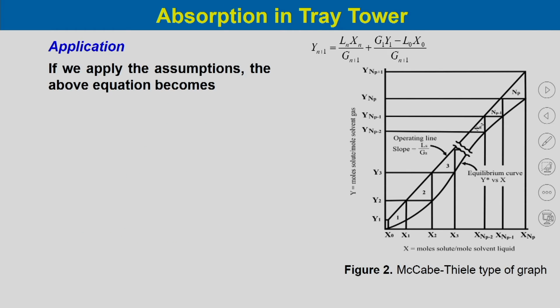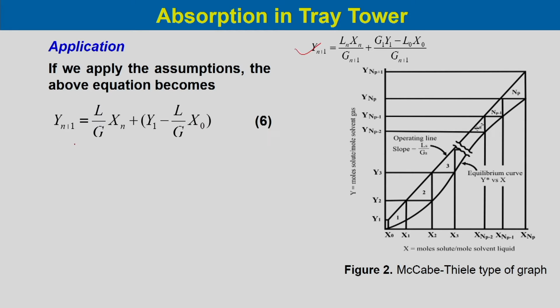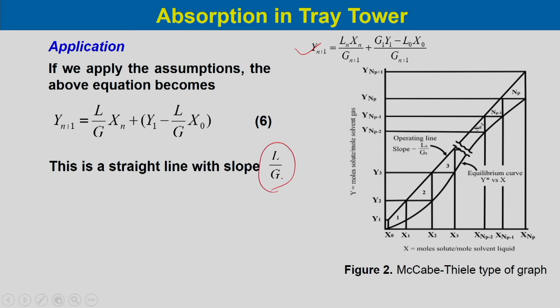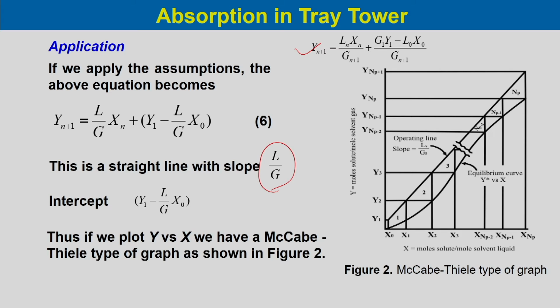Now, if we apply the assumptions, the above equation becomes y n plus 1 equal to L by G x n plus y 1 minus L by G x naught. So, this is equation 6, and this is a straight line with slope L by G. The intercept, as we said, is y 1 minus L by G x naught.